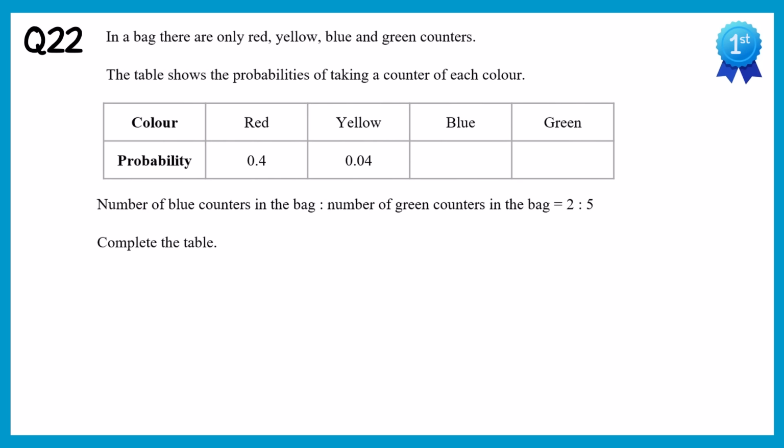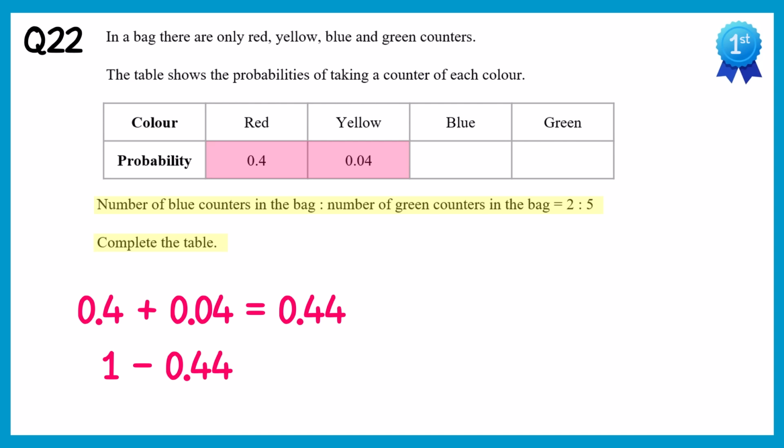In this question, we've been told the number of blue counters to the number of green counters is in the ratio 2 to 5, and we've been asked to complete this table. Well, we do already have some of the probabilities for red and yellow, 0.4 and 0.04. If we add those together, we get 0.44. Now the probabilities for all of the colours must add together to give 1. So if we do 1 subtract 0.44, we get 0.56. This means blue and green must add together to give 0.56.